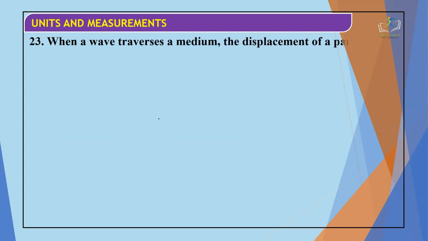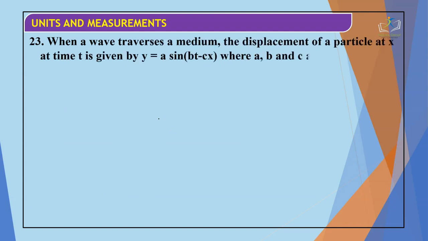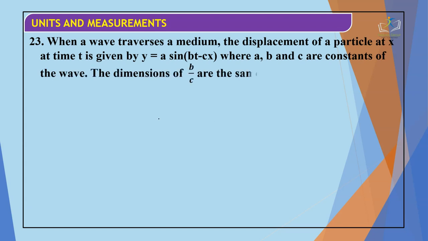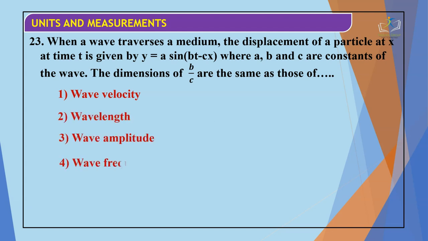Next question we have: when a wave travels through a medium, the displacement of the particle at x at time t is given by y equals a sine(bt minus cx), where a, b and c are constants of the wave. The dimensions of b by c are the same as those of wave velocity, wavelength, wave amplitude, or wave frequency. So we have to find the dimensions of b by c. Let us see the solution of this question.